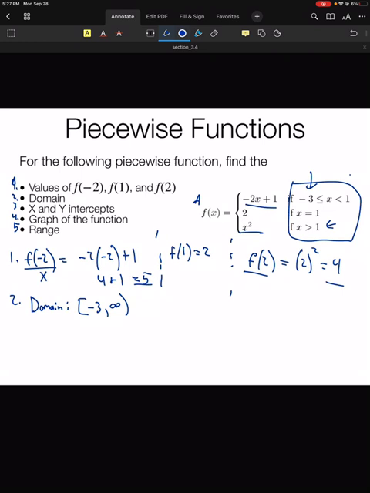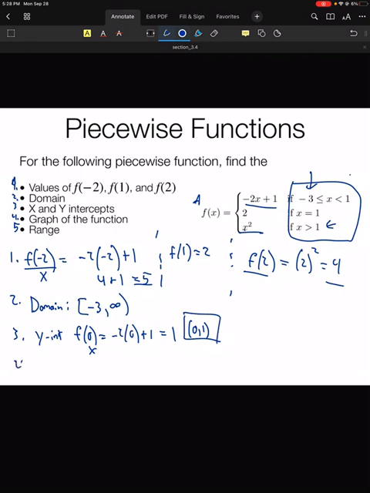Next, we can find the x and y intercepts. We'll start first with the y-intercept because it's the easiest. The y-intercept is when x is 0, so I substitute 0 in, and I see that it is contained in the first part of the piecewise function. So I'm looking at negative 2 times 0 plus 1, and so f of 0 is 1, hence my y-intercept is at (0, 1).